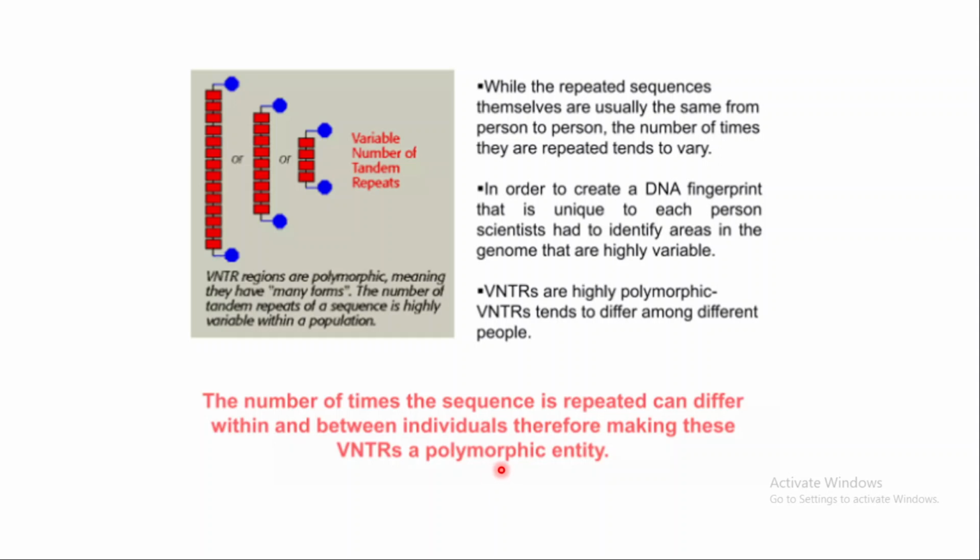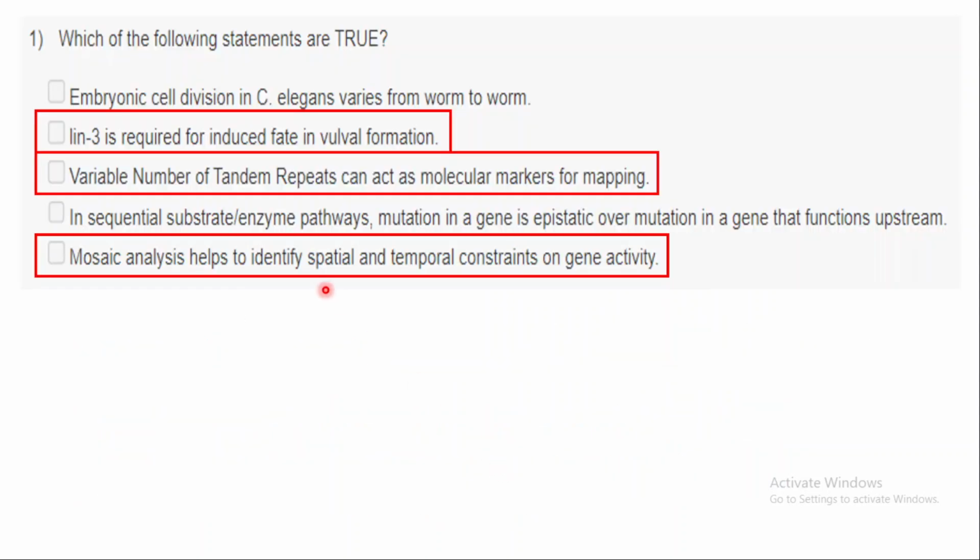So statement 3 is also correct. They can act as molecular markers for mapping. But for statement 4 and statement 5: statement 4 says that in sequential substrate enzyme pathways, a mutation in a gene is epistatic over a mutation in a gene that functions upstream. This is false because it is the opposite way around. The mutation in the upstream gene can be epistatic over the downstream gene, so it can mask the effect of the downstream gene. So statement 4 is incorrect.